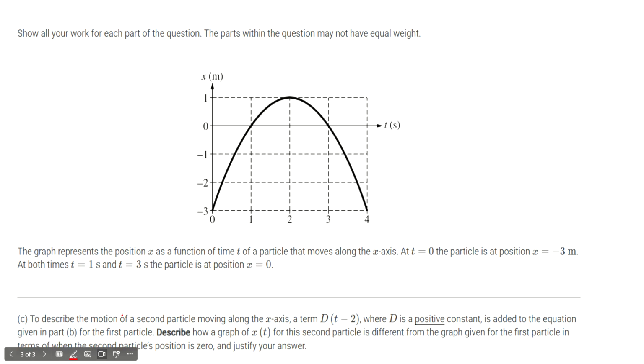To describe the motion of a second particle moving along the x-axis, a term d times (t minus 2), where d is a positive constant, is added to the equation given in part B for the first particle. Describe how the graph of x of t for the second particle is different from the graph given for the first particle in terms of when the second particle's position is 0, and justify your answer.